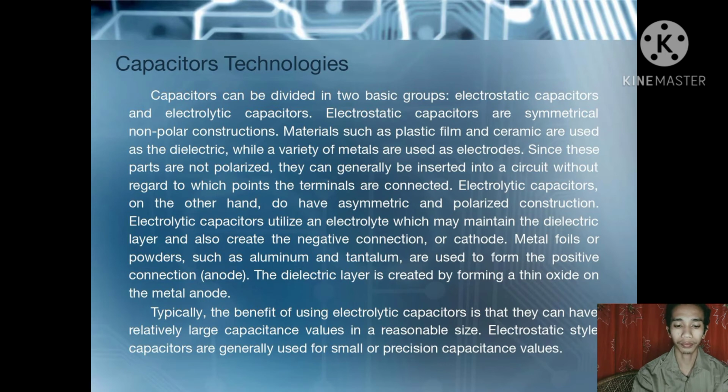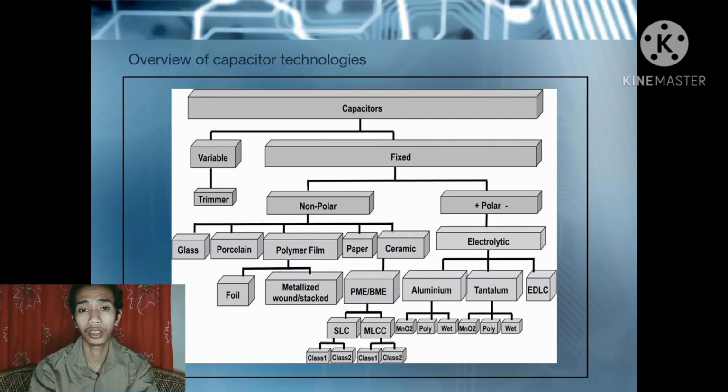On the next slide, you can see the overview of capacitor technologies. It's a tree diagram from the capacitor down to variable and fixed, and under the variable there's trimmer, and under the fixed there's a lot more. So non-polar, polar, so under polar electrolyte, so non-polar, glass, and so on and so forth, ceramic. And under the polymer film there's another one, foil, metallized.